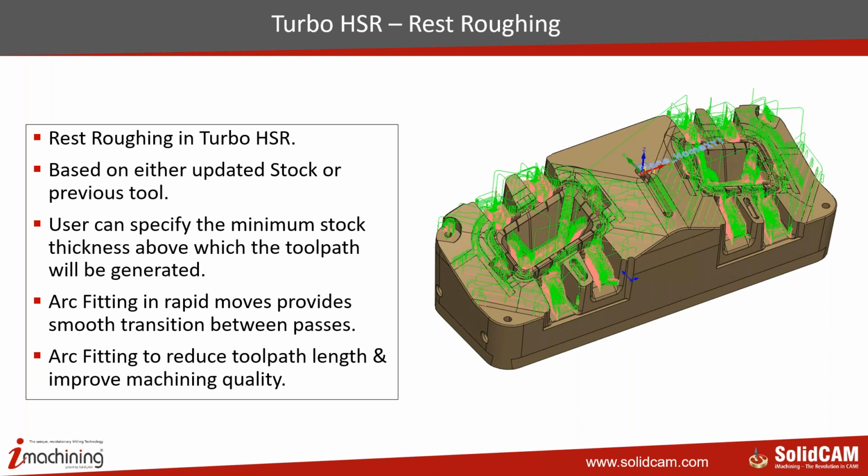So the user here can specify the bare minimum material that it needs to detect and only machine above that particular material. Arc fitting is now a standard feature in Turbo, HSR, and HSM. And arc fitting can also be done on the retracts and transitions so that the motions are pretty smooth, apart from the arc fitting that is available to the user on the profile area itself. So it can reduce the size of the toolpath and improve the machining quality.